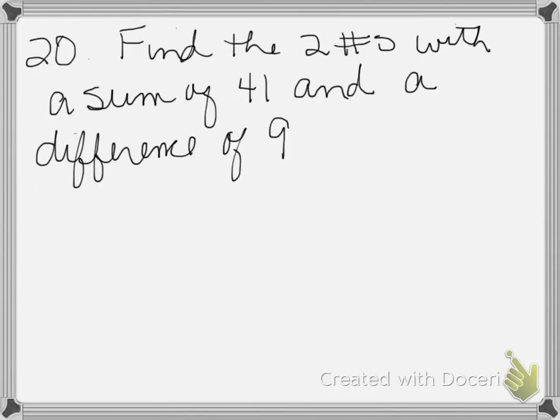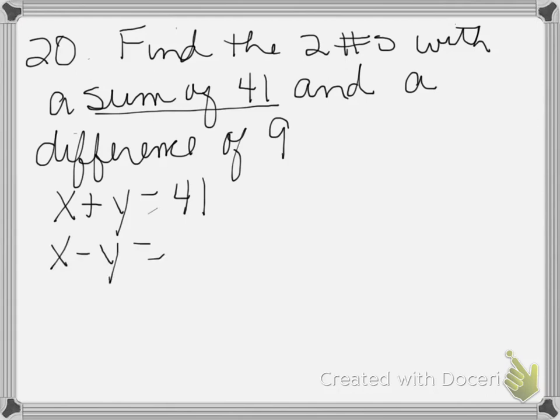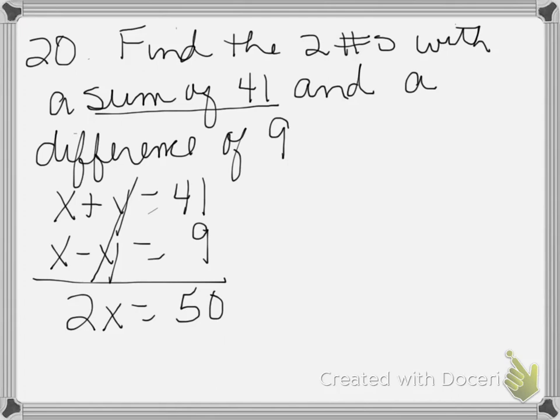So now let's look at number 20. Find the two numbers with a sum of 41 and a difference of 9. Sum means to add, so x plus y is equal to 41. And a difference of 9. Difference means subtract, so x minus y is equal to 9. Again, your variables go away. Now be very careful again. X plus x is not x, it is 2x is equal to 50. And you can finish the rest of that.